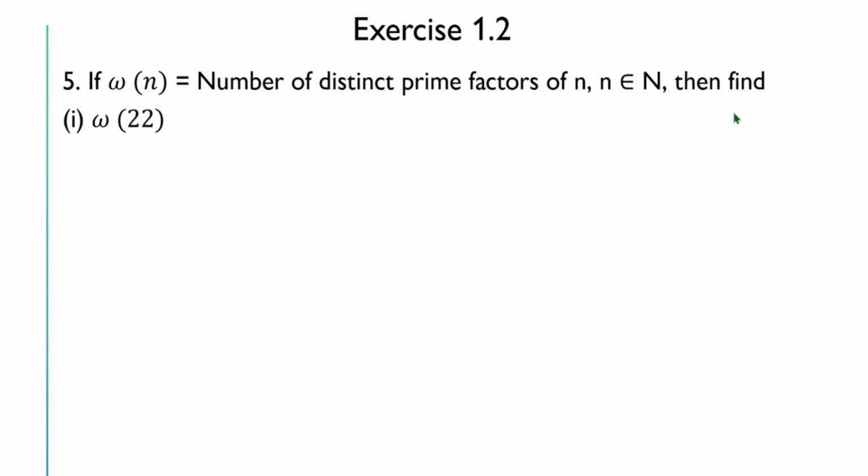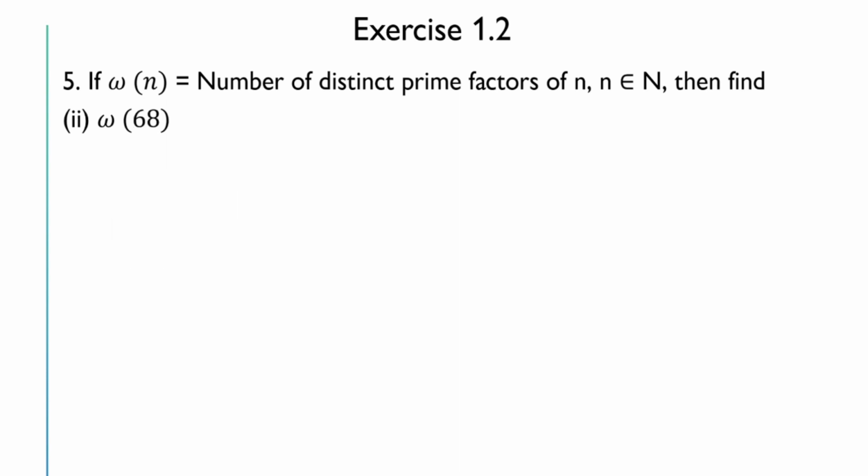The next question is, if omega of n is equal to the number of distinct prime factors of n, n belongs to N, then find omega of 22. So we have to find the number of distinct prime factors. Let us try to factorize 22. So 22 is equal to 2 into 11. So the number of distinct prime factors of 22 is equal to 2 because it has only two distinct prime factors, 2 and 11. So omega of 22 is equal to 2.